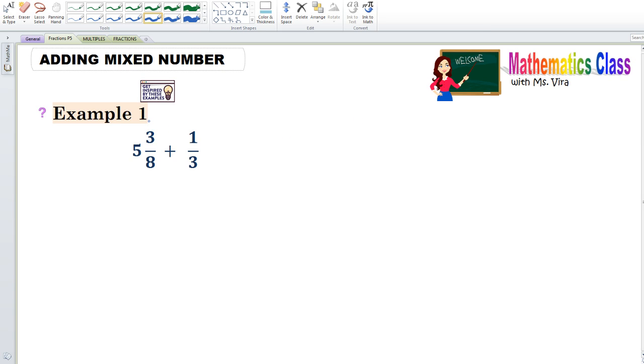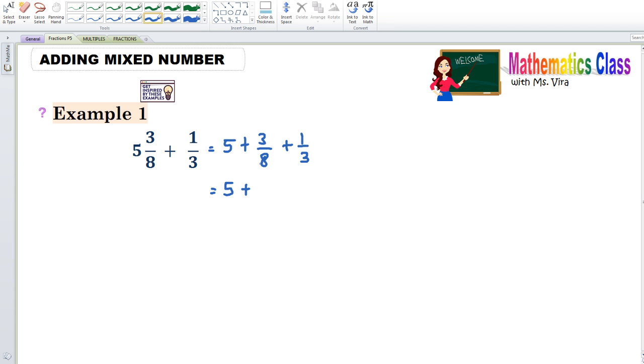Okay, let's see example number 1, how to add mixed numbers. 5 3/8 plus 1/3. Actually, we can write 5 plus 3/8 plus 1/3. Now you can see the whole number is only 5. Then what we need to do is add the fractions. But to add the fractions, we have to make sure they have common denominators. To get the common denominator, we need to look for the smallest common multiple of 8 and 3, which is 24.